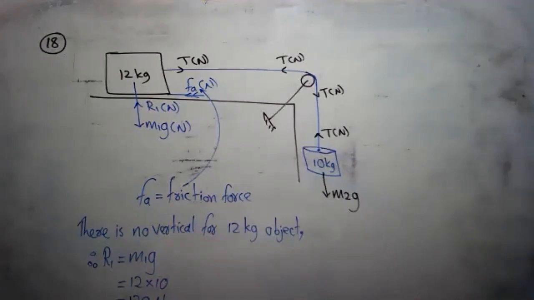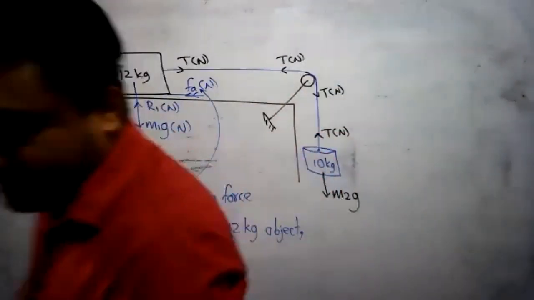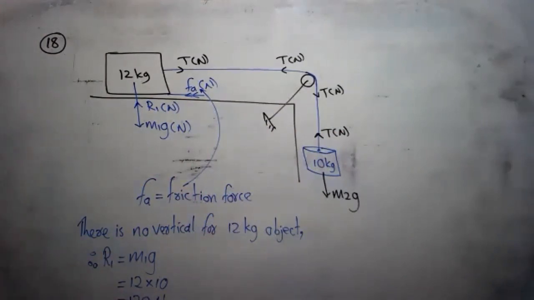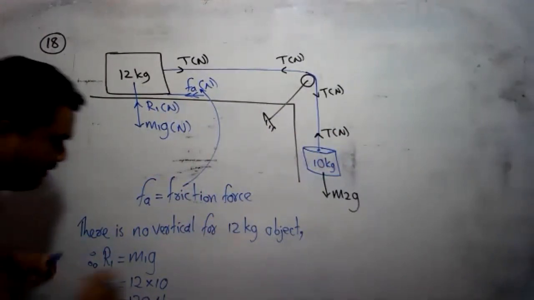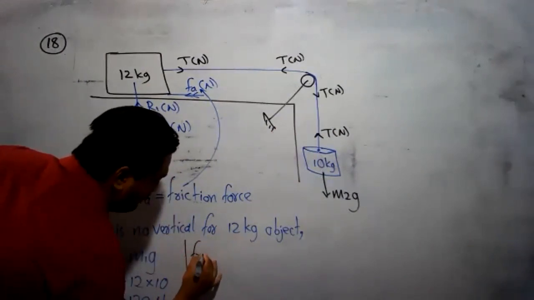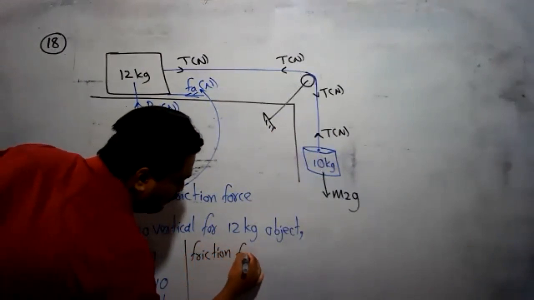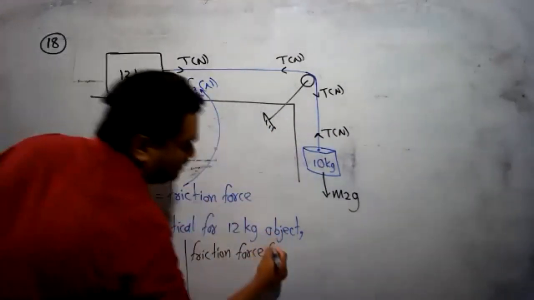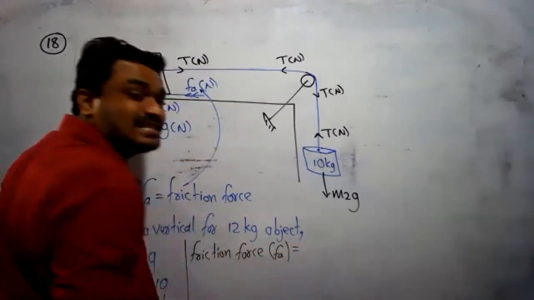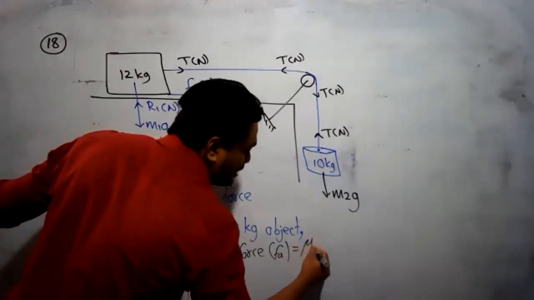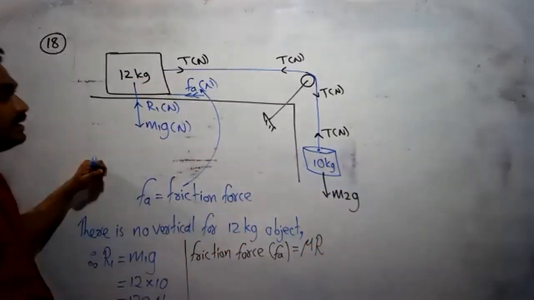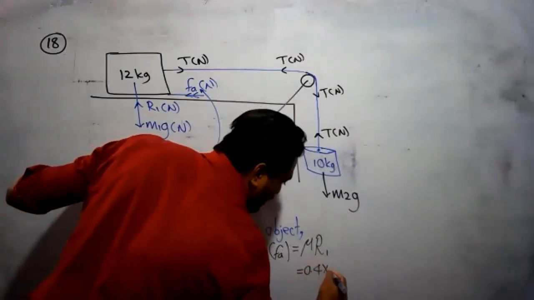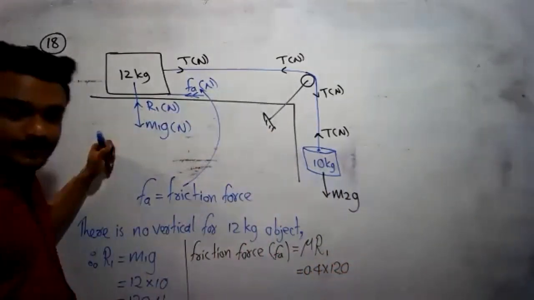Right, now we know the normal reaction force. So let's try to find the friction force. As we know the capital R, now we can find the friction force. So let me write friction force. I have marked it as Fa. All the friction forces are equal to a constant times the normal reaction. So friction force equals mu R. Here R is R1. Mu is given as 0.4. R1 is found as 120.